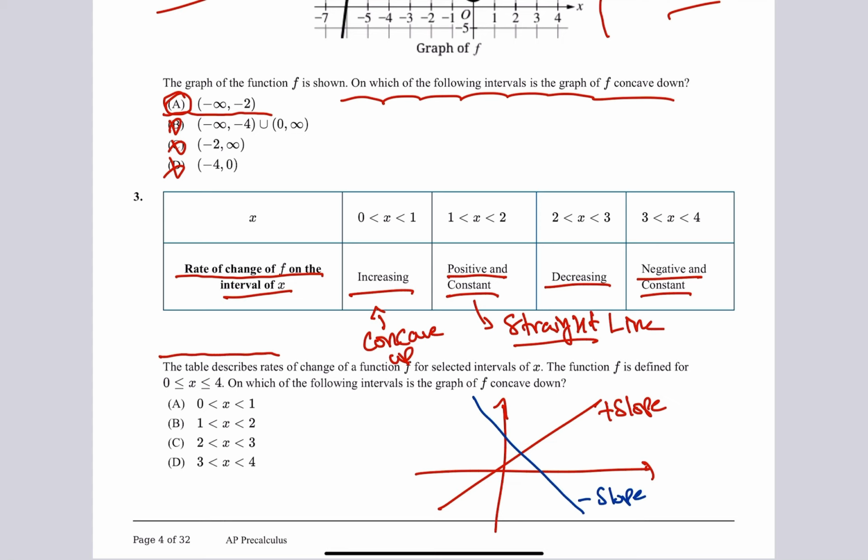Now the table describes rates of change of a function f for selected intervals of x. The function is defined for x between 0 and 4, both of them included. Which of the following intervals is the graph of f concave down? Well, it's pretty straightforward, right? Decreasing means concave down, and that is your answer. It's that simple.